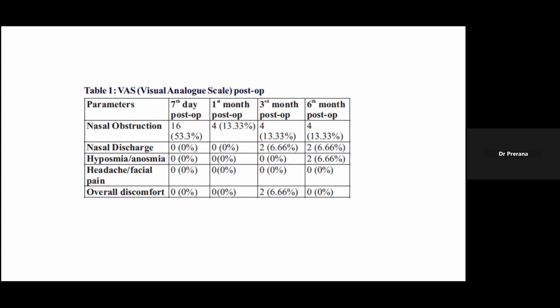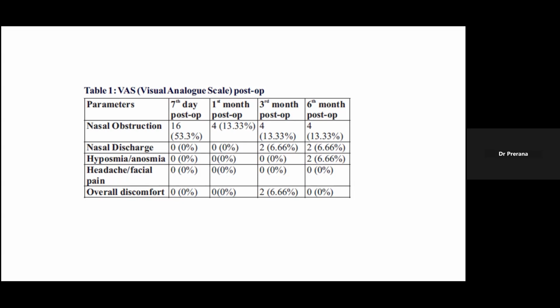This is the table showing visual analog scores post-operatively. So the parameters we considered for follow-up visual analog score were nasal obstruction, nasal discharge, hyposmia, anosmia, headache or facial pain, and overall discomfort. On the follow-up on the 7th day, 16 patients had nasal obstruction, which subsequently became 4 patients at 6 months post-op.